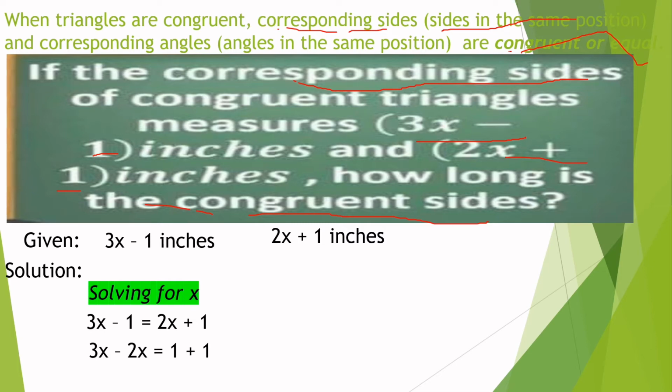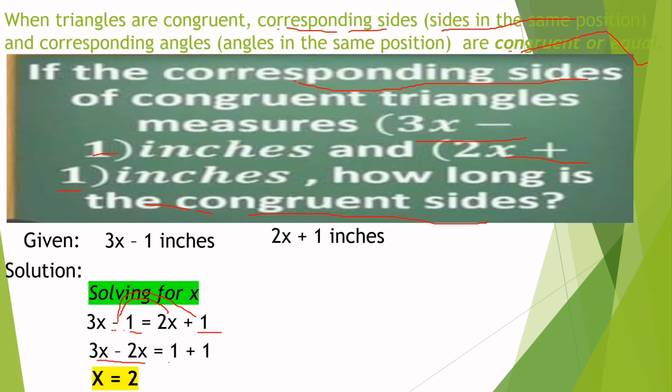So we have now 3x, and then 2x will be transposed to the other side. If we transpose it to the other side, the positive 2x becomes negative 2x. Copy this one, and then the negative 1 here will be transposed to the other side, so this becomes positive 1. So we have now 3x minus 2x is equal to x, and 1 plus 1 is equal to 2. Therefore, our x is equal to 2.